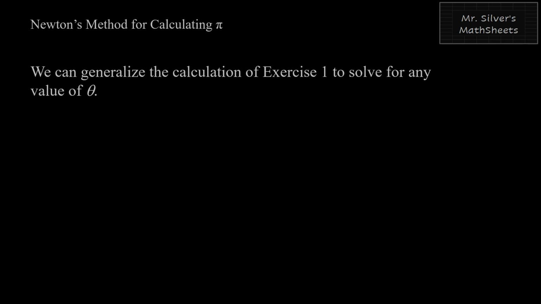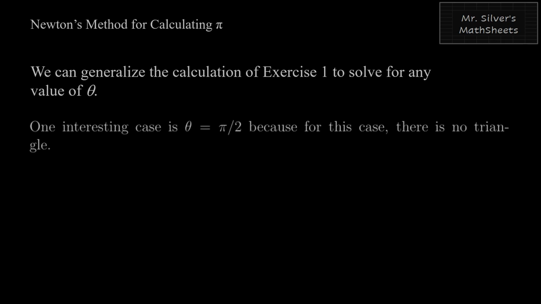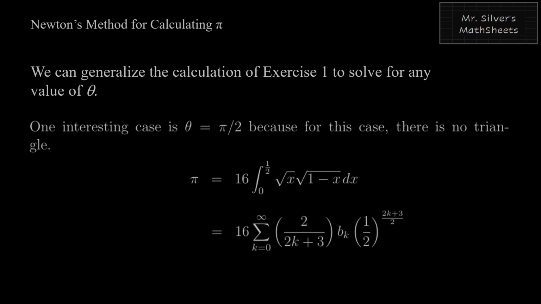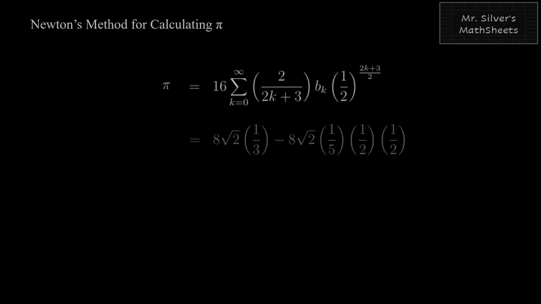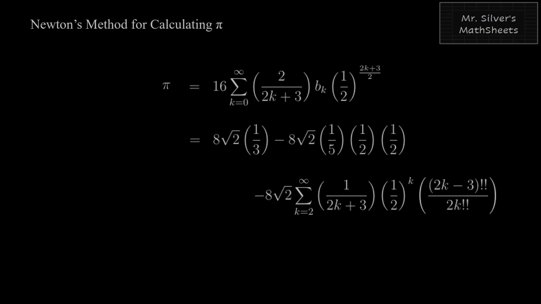We can generalize the calculation of exercise 1 to solve for any value of theta. One interesting case is theta equal to pi over 2, which is actually a bigger angle and a bigger value of x. But the interesting thing is that we wouldn't get a triangle. So when we calculate, we get this expression for pi. Pi is equal to 8 times the square root of 2 times this expression, which is 1/3 minus 1 over 20 minus some other terms. It keeps going, but they're all simple ratios of integers.